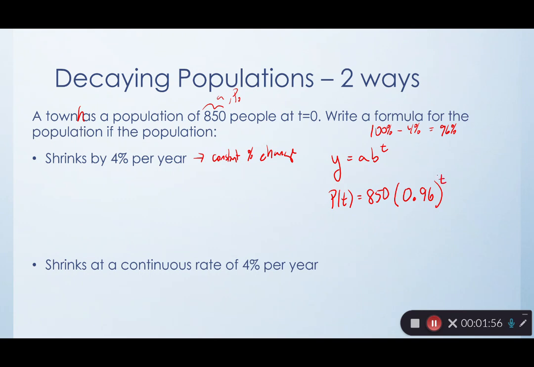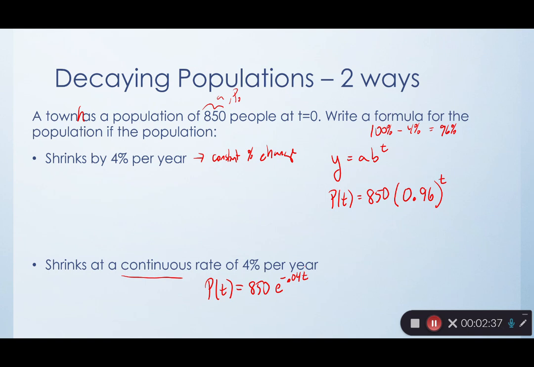Now that's going to be different than if it shrinks at a continuous rate of 4% per year. That one now, we're just going to say, hey, that's a P e to the K T, right? We got 850 initial, e to the negative 0.04 t. So the continuous rate functions are a little bit easier to write than the constant percent change. But that's really all that there is to that. And I can ask you, what will be the population in some number of years, or how many years until it gets to this population.